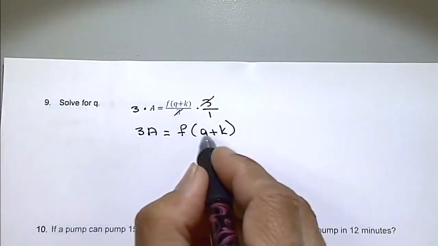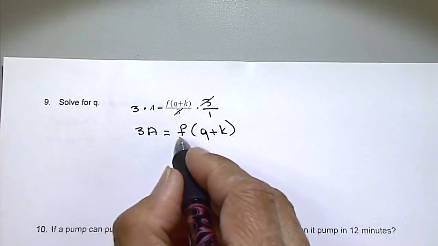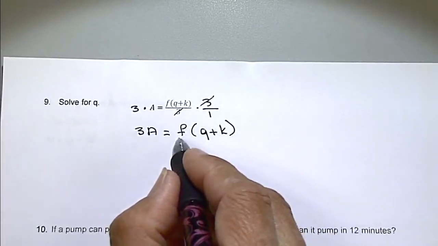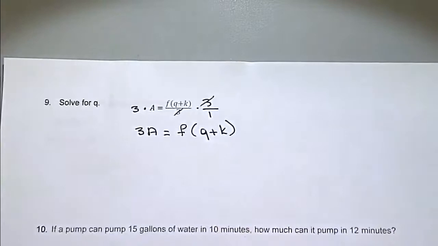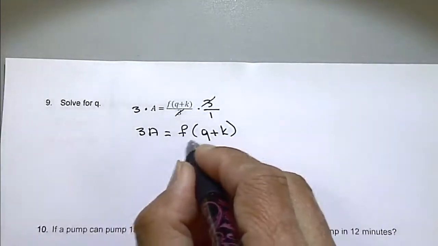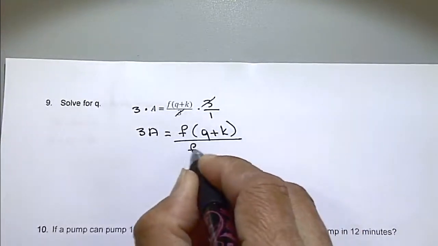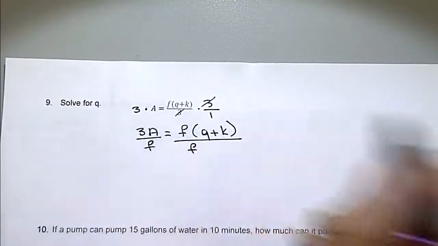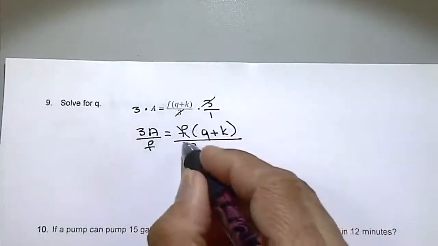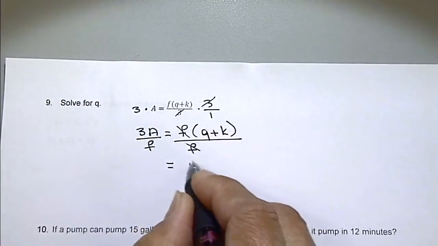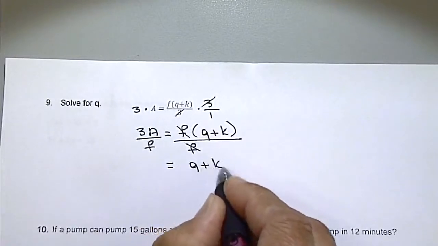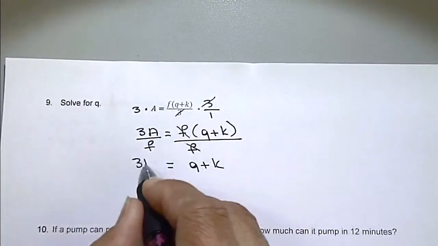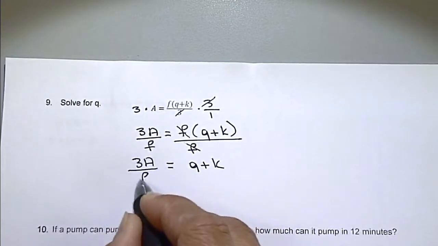Now, q plus k is multiplied times f. That's the next thing I need to get rid of. I'm solving for q, remember? Next thing I need to get rid of is this f, so all I can do to clear it is divide by it. Well, I have to do the same thing to both sides of the equation. These become 1. This is now q plus k, and I don't need the parentheses. And this is 3a divided by f.